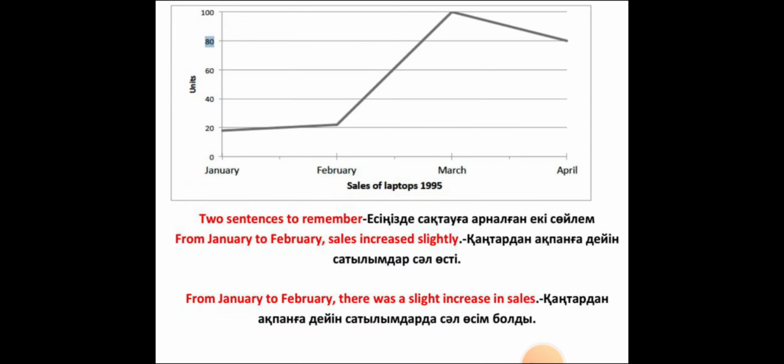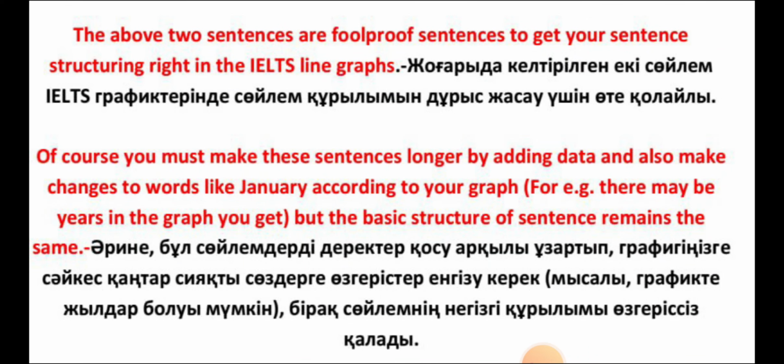From January to February, sales increased slightly. From January to February, there was a slight increase in sales. The above two sentences are foolproof sentences to get your sentence structuring right in the IELTS line graphs.